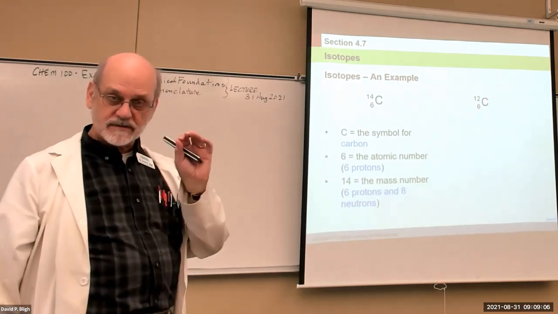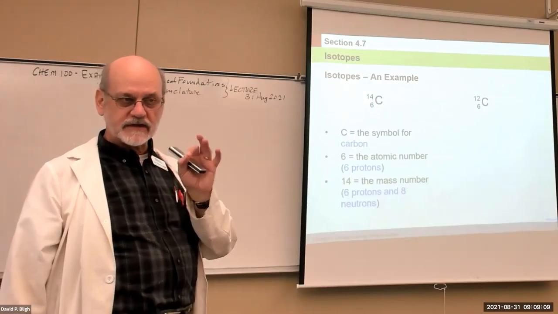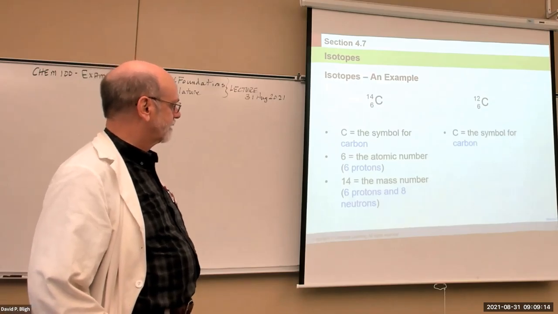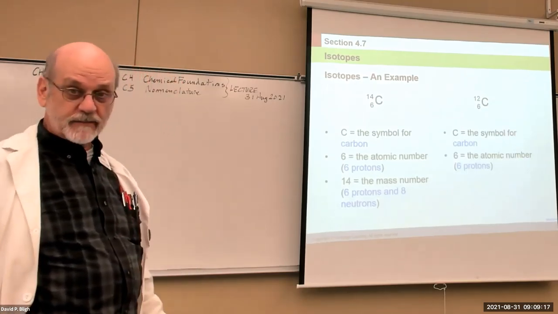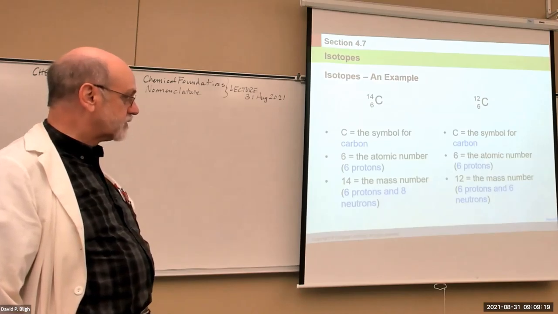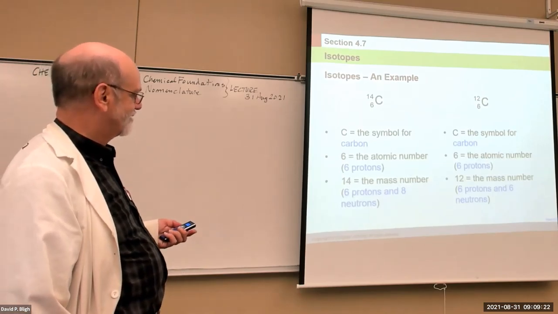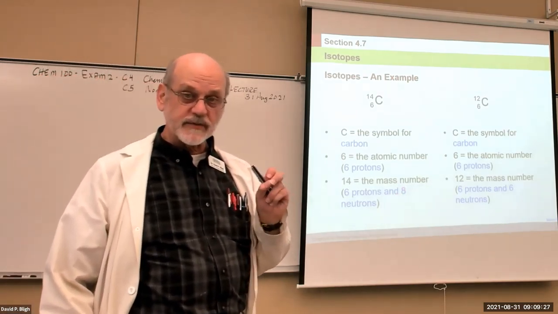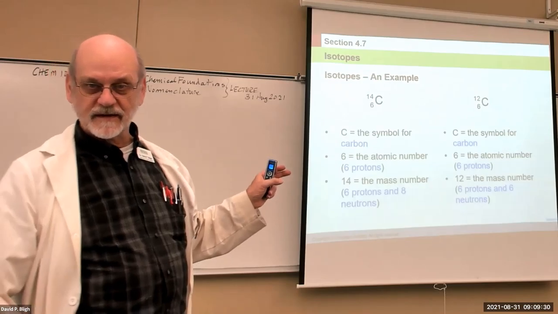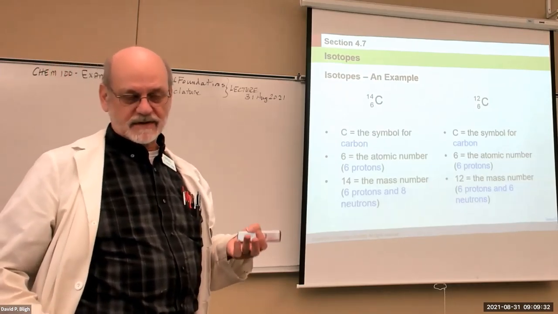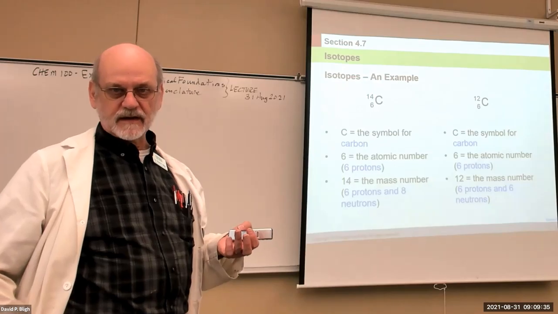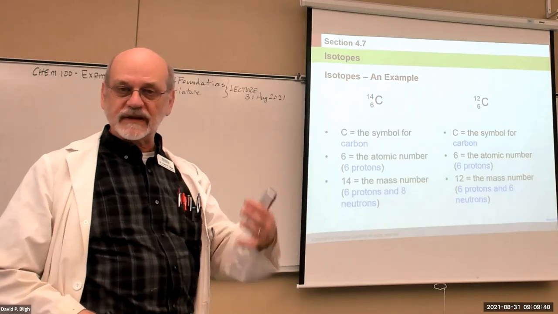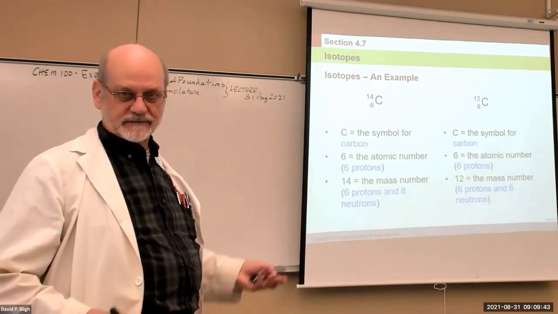And it's a stable isotope. It does not decay. Right? They both have the same number of protons, but they have different numbers of neutrons. And that leads to instability. It only needs 6 neutrons to be stable. It's got 8, which means it's going to be unstable. Now, not all cases where you have extra neutrons will lead to instability, but in this case, it does.